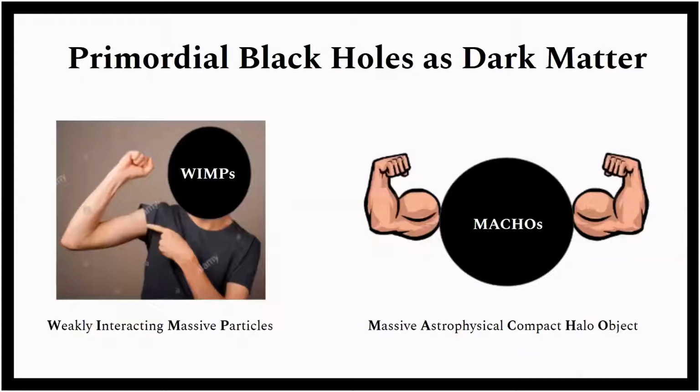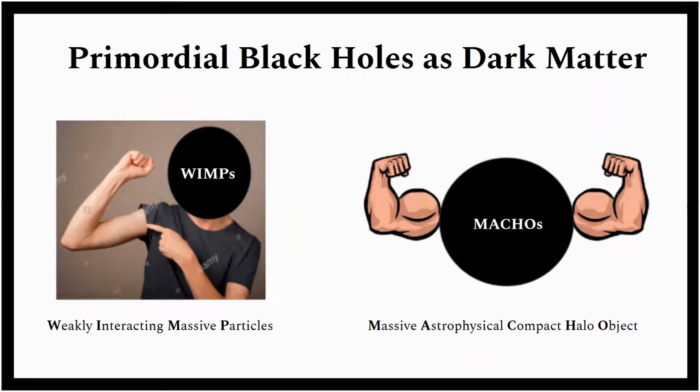Okay, so next I'll be talking about primordial black holes as dark matter. These are really good candidates for dark matter. They're very debated as well. While some people think that maybe all of dark matter consists of primordial black holes, some others think that definitely a percentage of dark matter consists of these objects.